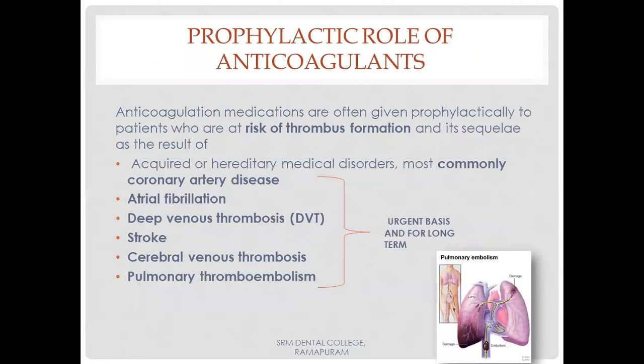Coming to the prophylactic role of these anticoagulants, they are often given as prophylaxis for patients who are at risk of thrombus formation. These are patients with acquired or hereditary medical disorders such as coronary artery disease, atrial fibrillation, deep venous thrombosis, proneness to stroke, cerebral venous thrombosis, and pulmonary thromboembolism. These patients are put on long-term anticoagulants on an urgent basis.